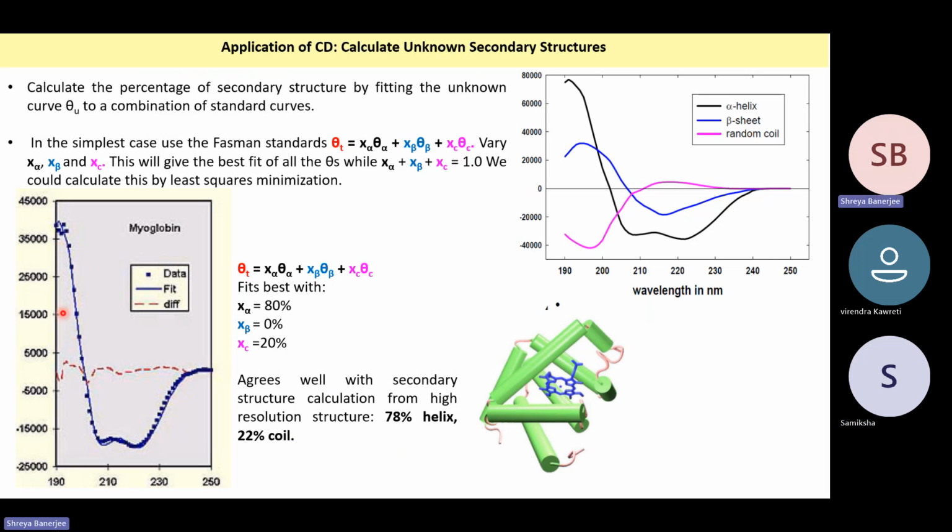So see, you have an unknown protein whose secondary structure you don't know. You do the circular dichroism experiment and you will get this graph. Now the X and Y coordinates of this graph can be inserted in the software. The graph has Y coordinates, that is the ellipticity, and X coordinates, the wavelength. You can insert it into the software and the software will predict how much percentage of each secondary structure is there.